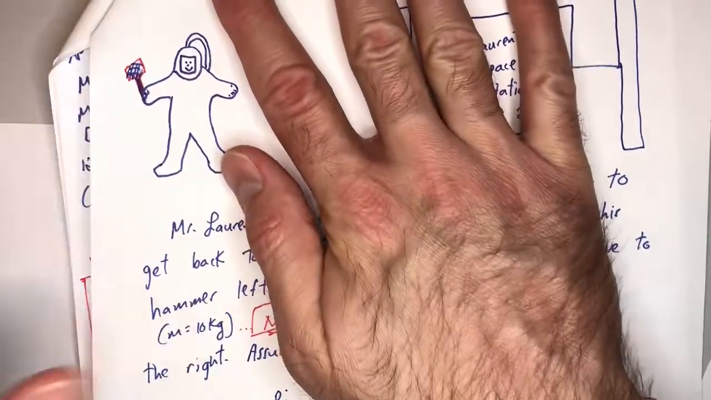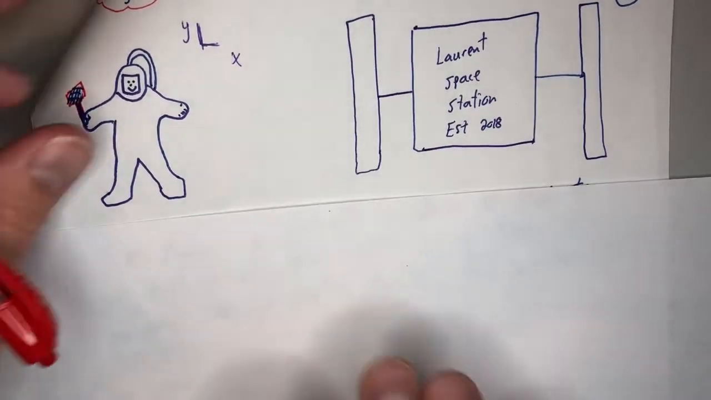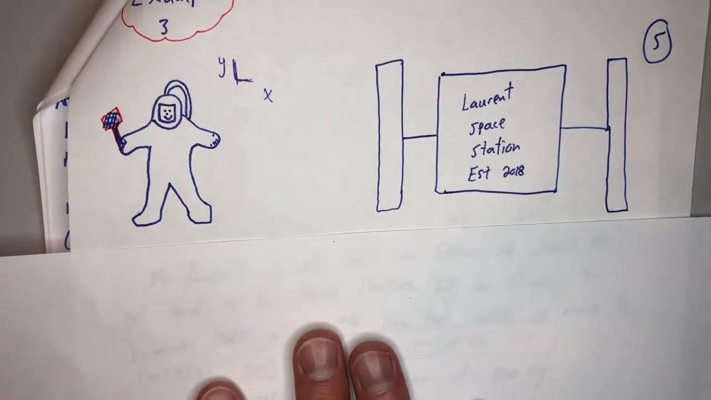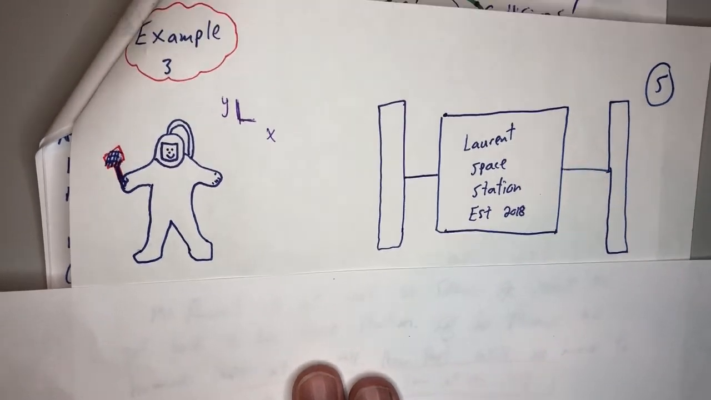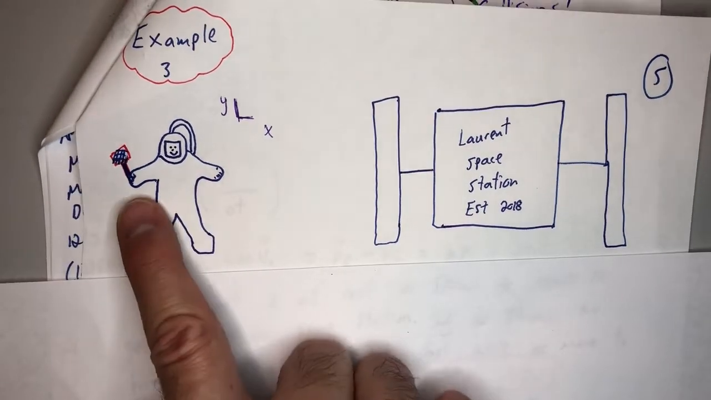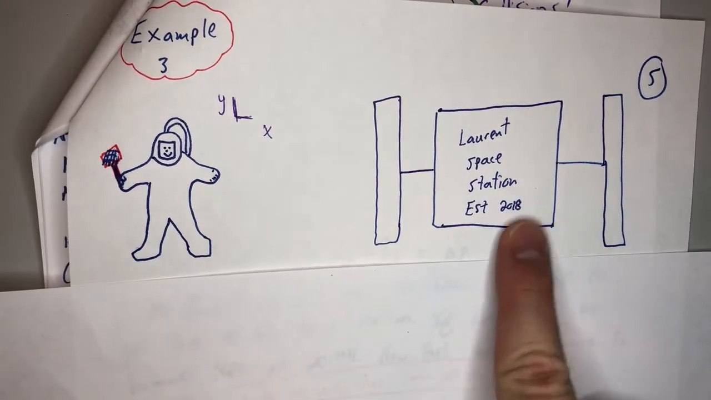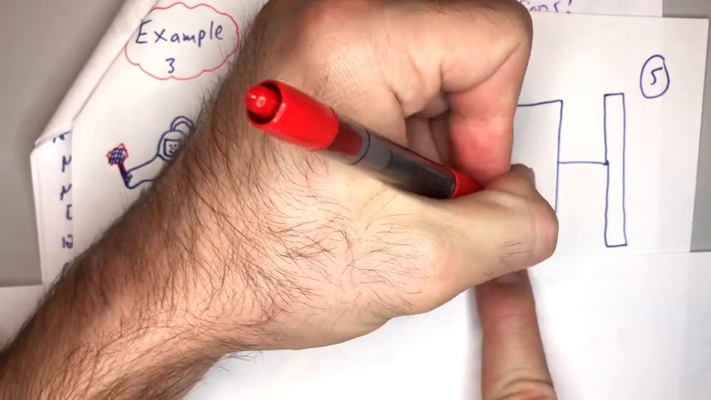Let's see if we can get this one done. Example 3, astronaut. You're like, Laurent, you've never drawn a picture that good before? I spent a lot of time on it, to be honest with you. So that's Mr. Laurent, astronaut. I have a hammer in my hand. The Laurent space station, apparently I established it in 2018.